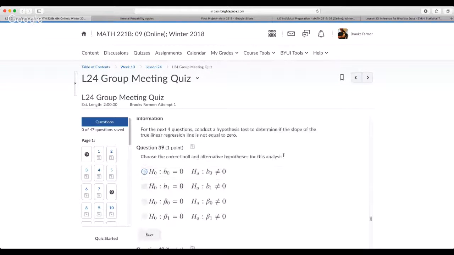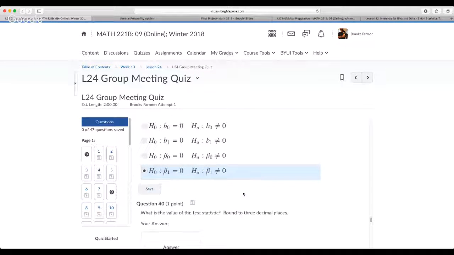All right. Next, the question: to conduct a hypothesis test to determine if the slope of the true linear regression is not equal to 0. D on that one. Just be careful with the beta symbol because it's not the lowercase b. It's the Greek beta symbol, which is D. So which one is it? It's the very last option. Okay, yeah, I was getting confused too. Okay, that makes sense.